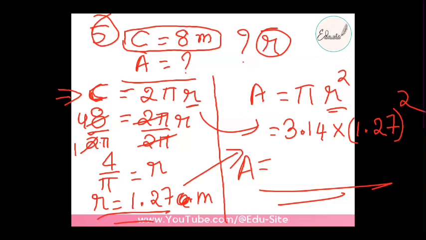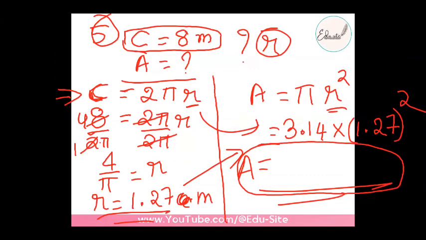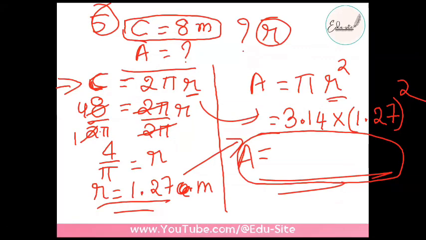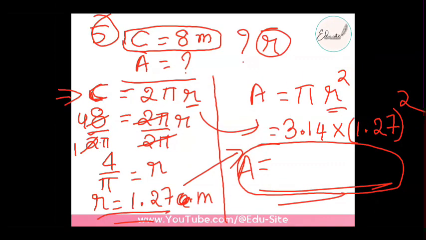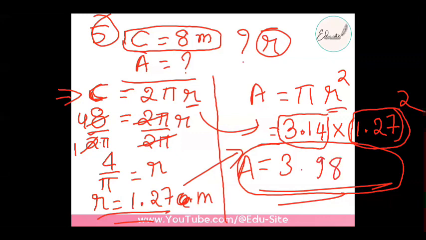Have you written it down? Are you solving this? Done? What is the area? 3.14 times 1.27 whole square gives 3.98 as the area. Are you sure? Okay, hold on. What would be the unit?